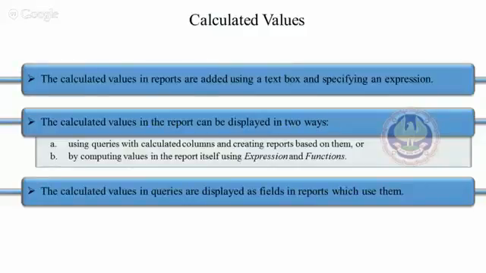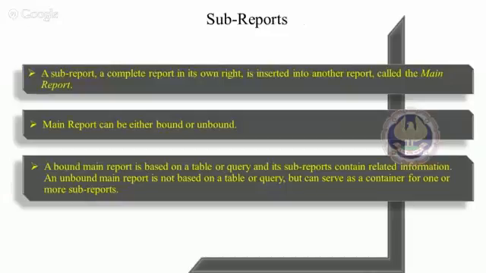Yes, now as we talked about calculated values in queries and in forms, we also can have them in the reports, which are added using text boxes and specifying an expression. The calculated values in the report can be displayed in any of 2 ways. Firstly, using queries with calculated columns and creating reports based on them. Or secondly, by computing values in the report itself using the expression and function. So now we will be looking at expressions and functions. The calculated values in queries are displayed as fields in reports. Also show them the sub-report, which is a complete report in its own right.